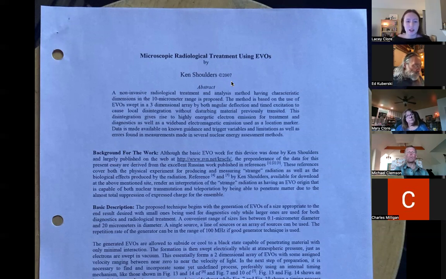This disintegration gives rise to highly energetic electron emission for treatment and diagnostics, as well as wideband electromagnetic emission used as a location marker. Data is made available on known guidance and trigger variables and limitations, as well as errors found in measurements made in several nuclear energy assessment methods.